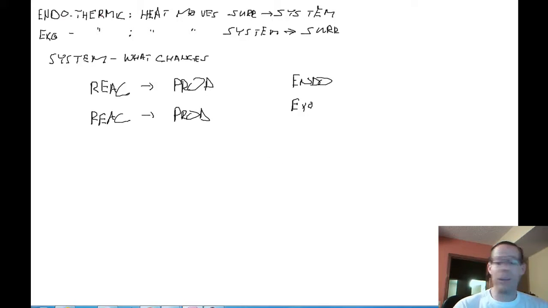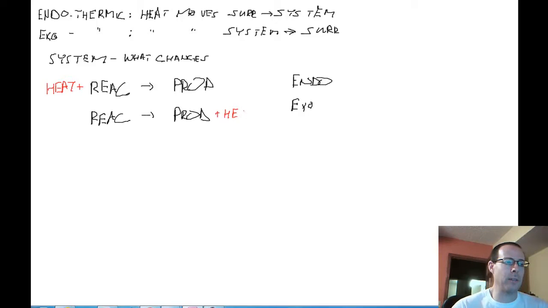So in an endothermic reaction, now we're talking about a reaction instead of a process, heat is moving into our reaction, or heat is being required. So in that sense, if we have an endothermic reaction, we would write the word heat on the reactant side. So we might have heat plus reactants yields products. If we have an exothermic reaction, we would have reactants yields products plus heat.